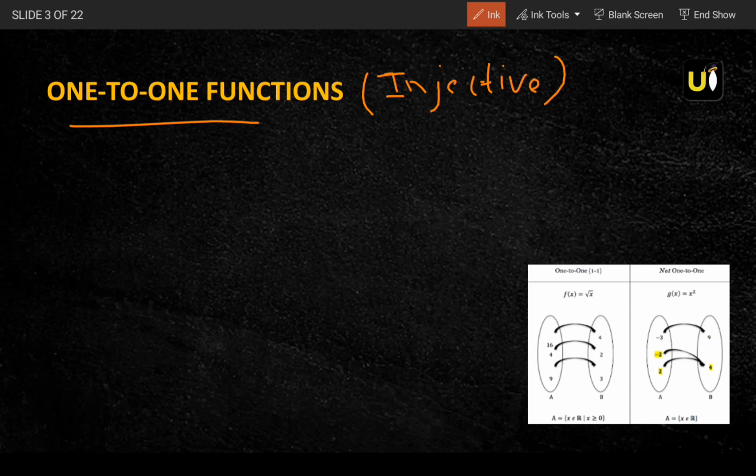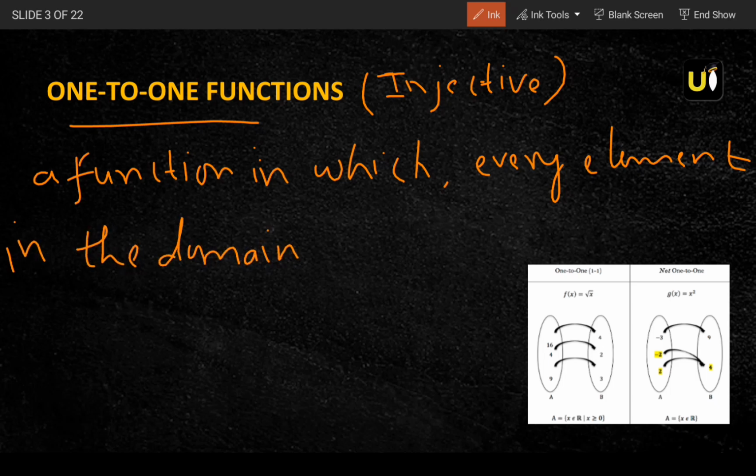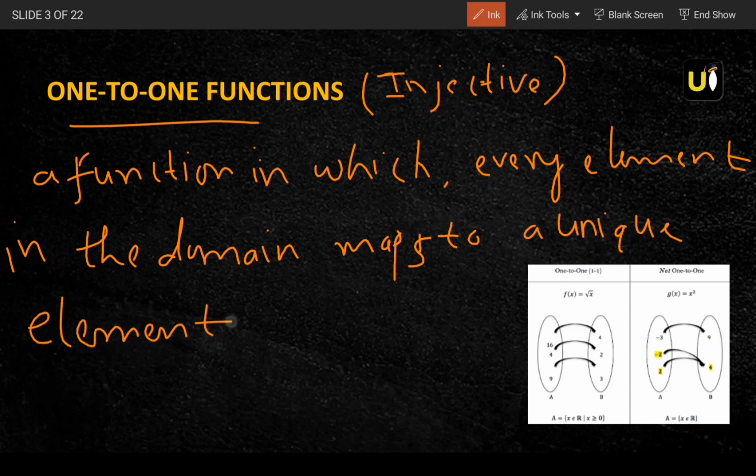So basically what is a one-to-one function? A function in which every element in the domain maps to a unique element in the codomain. This is the definition basically.